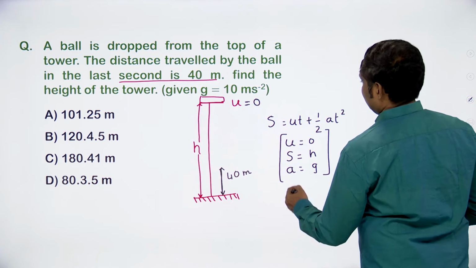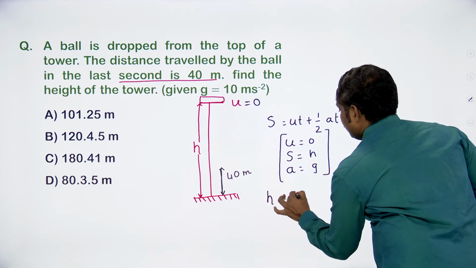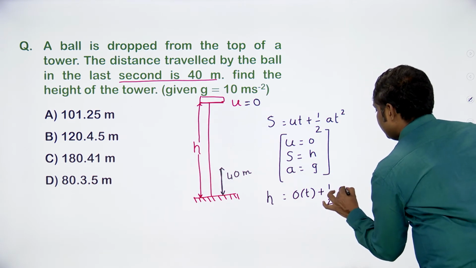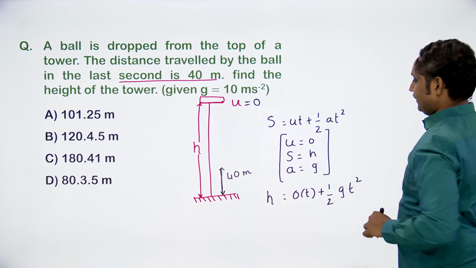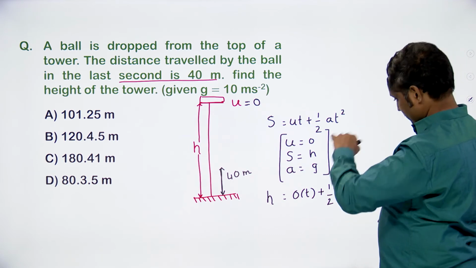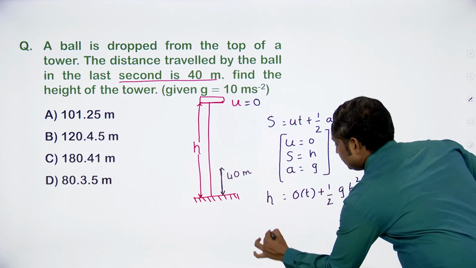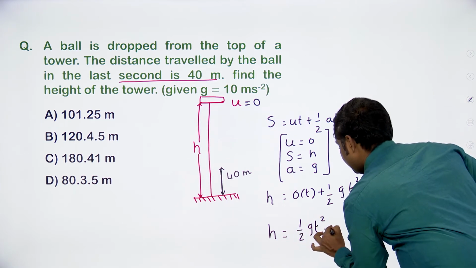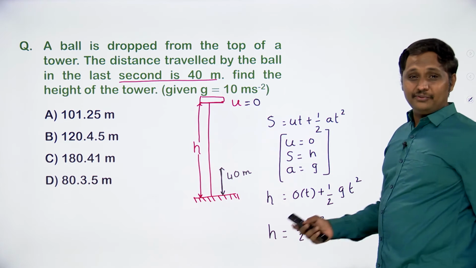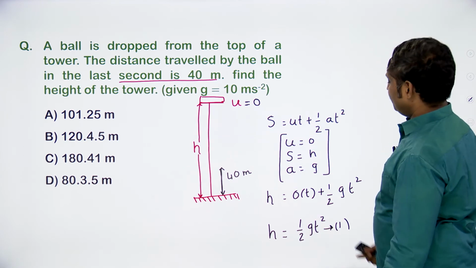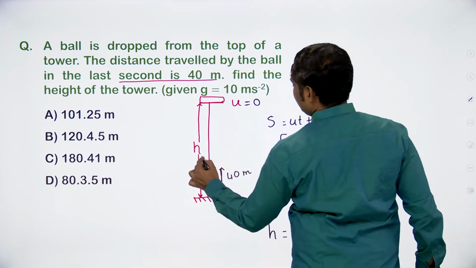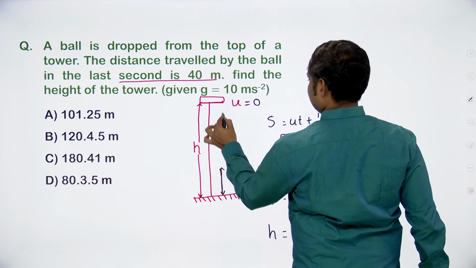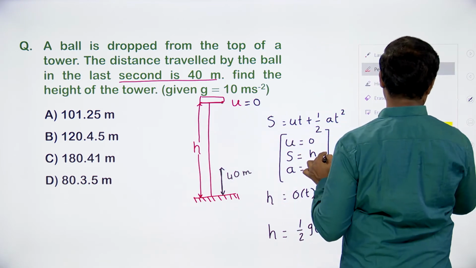Let us have a look. That is going to be h is equal to 0 into t plus 1 by 2 into g t square. It is very clear. So, let us have that first equation, that is half g t square. This is the first equation. Very clear.